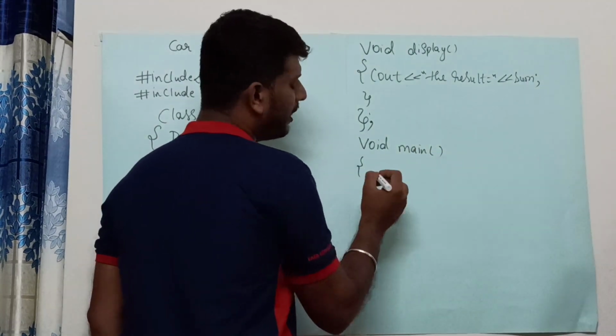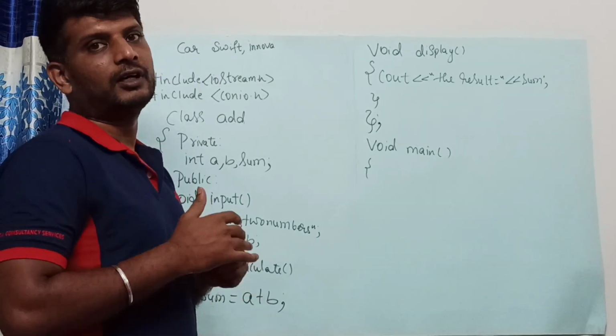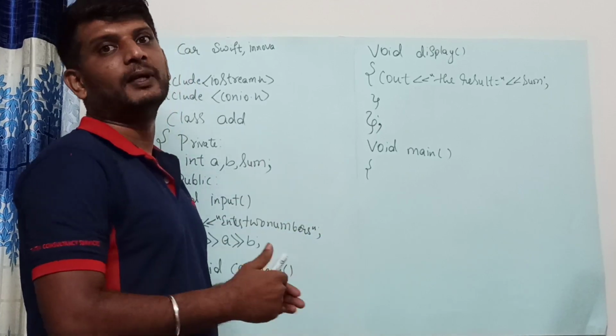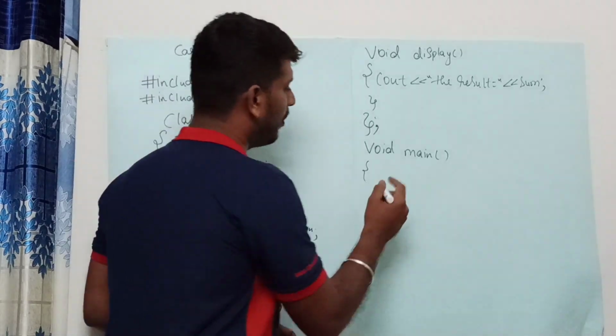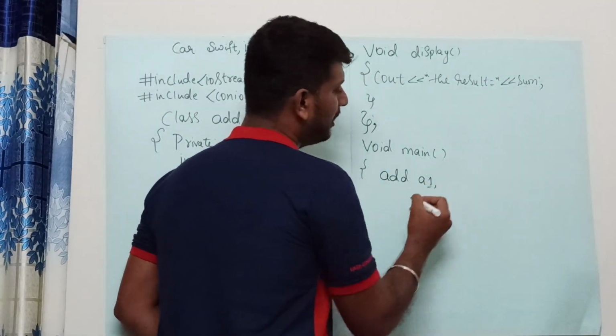Okay, in the void main, firstly I have to create an object. For creating the object, the syntax is class name followed by the object name. Here the name of the class is add. So I want to create an object, Add A1. I will create one object.